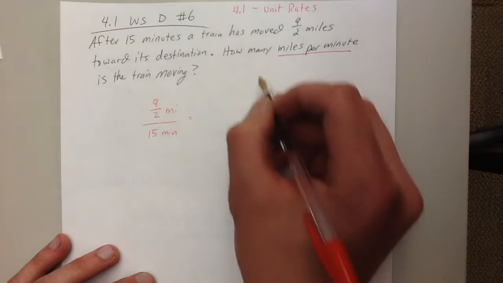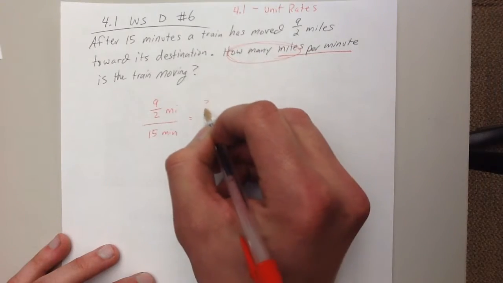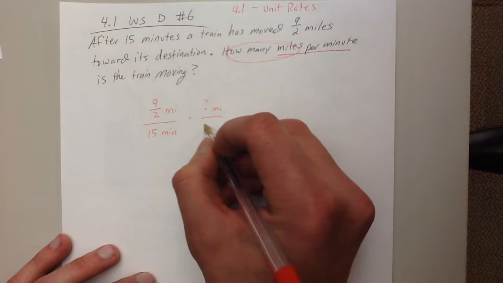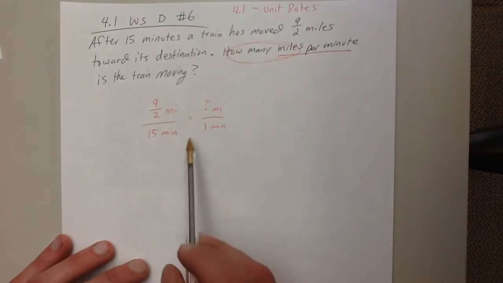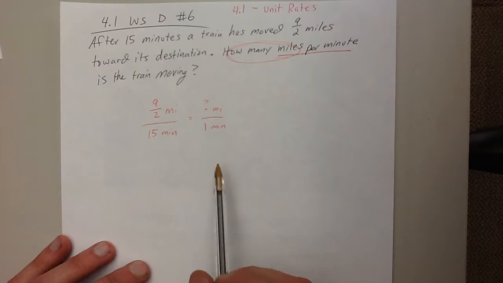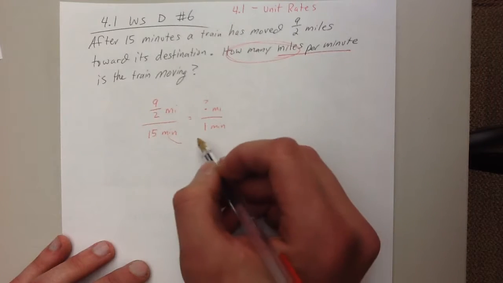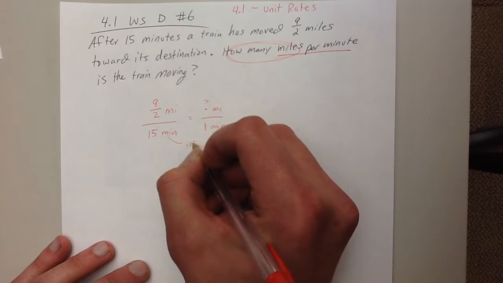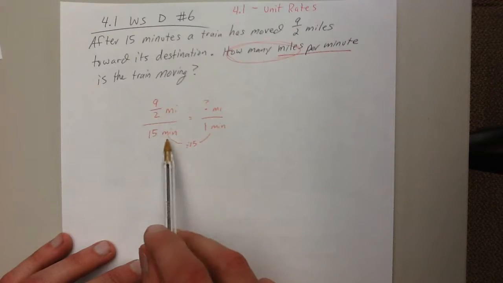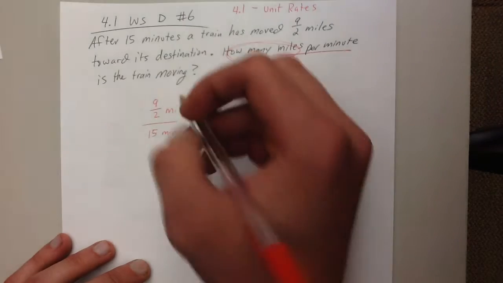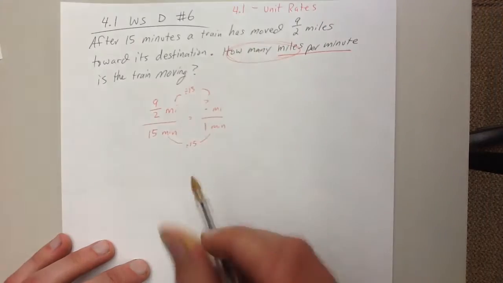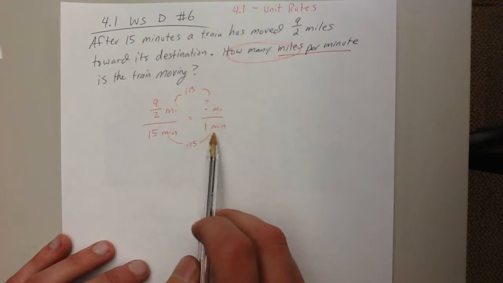And we want to know how many miles, that's what we don't know, how many miles per minute, so per 1 minute. So we're looking for this unit rate, how many miles per minute is the train traveling, okay? So to get from 15 minutes to 1 minute, we divide by 15, right? 15 divided by 15 will give us 1. So if we divide by 15 on the bottom of the fraction, we have to do the same thing on the top. 9½ divided by 15 will give us the number of miles that we travel for every minute.